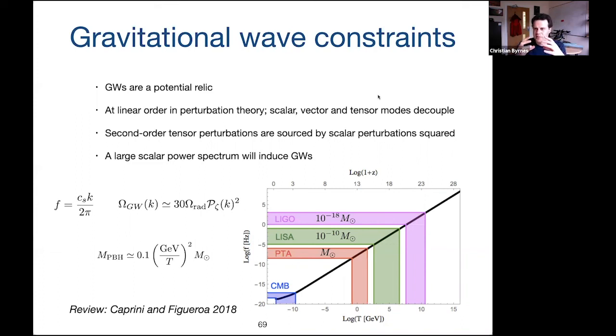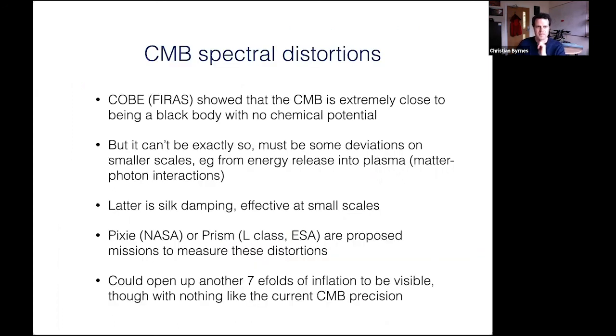However, if the scale of perturbations becomes very large, then you have to look at nonlinear interactions, and a large scalar power spectrum will induce gravitational waves. There'll be some particular mass scale associated with the horizon scale and also some particular frequency. And it turns out that the pulsar timing array can see the equivalent horizon mass of about a solar mass, LISA much smaller, 10 to the minus 10, roughly the asteroid range. LIGO, it's not very sensitive, but it would see even much lighter, 10 to the minus 18 or so solar masses.